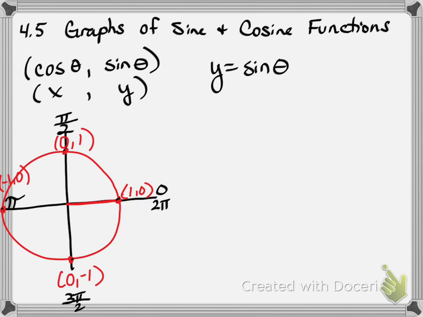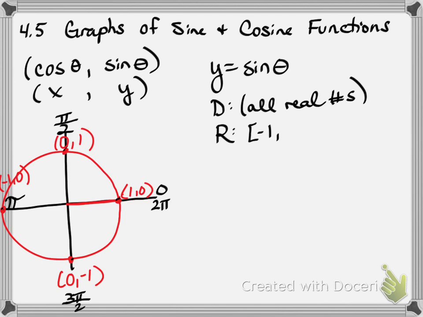So the domain is all real numbers, or negative infinity to infinity. The range, though, if you were watching the numbers that you were getting for your answers, the range is only between negative 1 and 1.